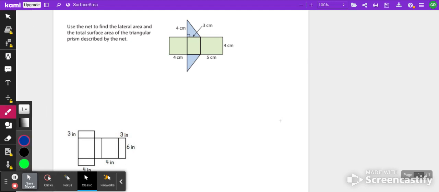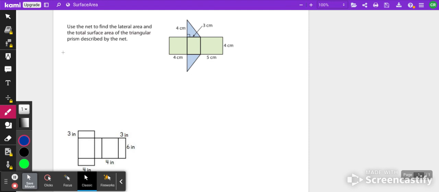All right, it says use the net to find the lateral area and the total surface area of the triangular prism described by the net. So we know this is a triangular prism. One, it told us, but two, it's got two triangles, that would be the bases, and then it's got three rectangles, which would be the lateral sides. Remember that the name of the shape tells you what shape the bases are.